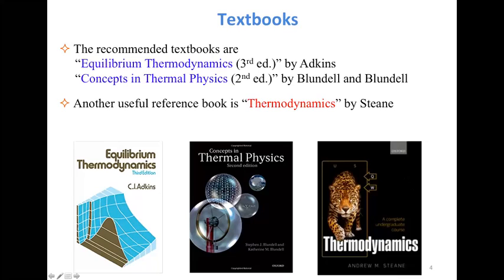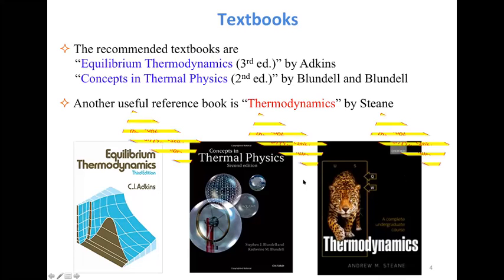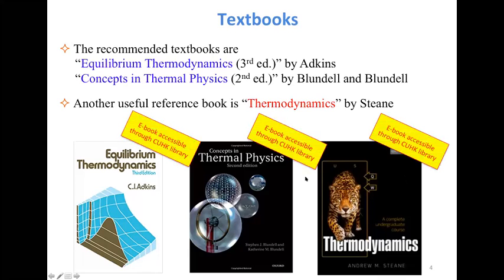But anyway, these are the books. They are luckily all available through the CUHK library. You can download the entire books basically, so you don't have to buy.